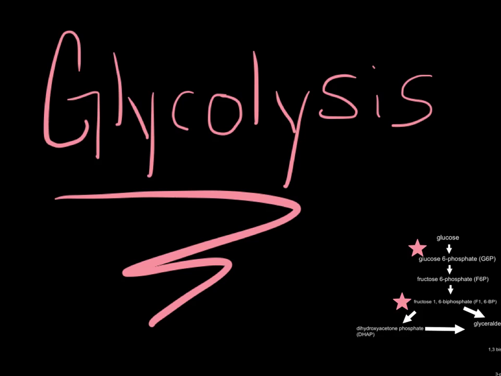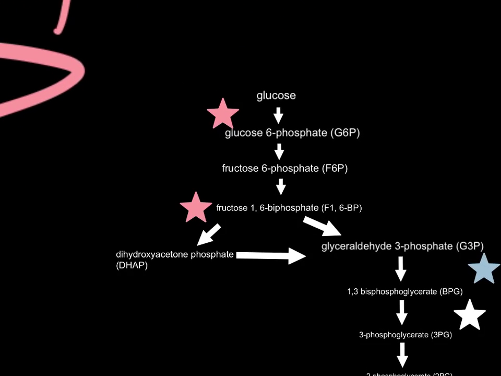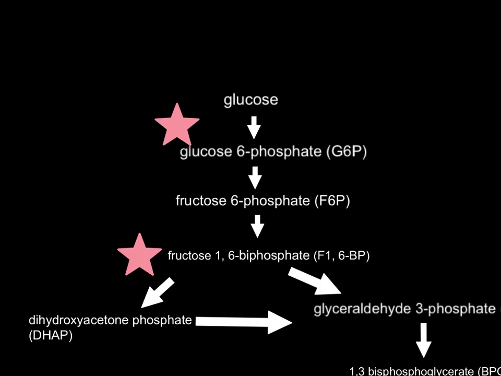The first step of cellular respiration, glycolysis, is the breaking down of a glucose molecule into 2 pyruvate molecules. This is performed in the cytoplasm. We start off with 1 glucose at the top here. The first step in glycolysis is energy requiring, which means we need 2 ATP molecules to be hydrolyzed.